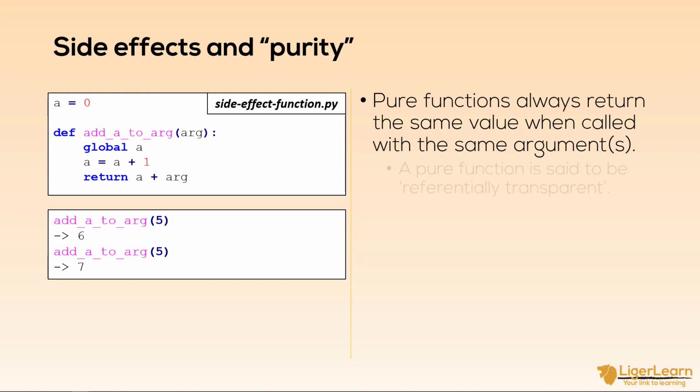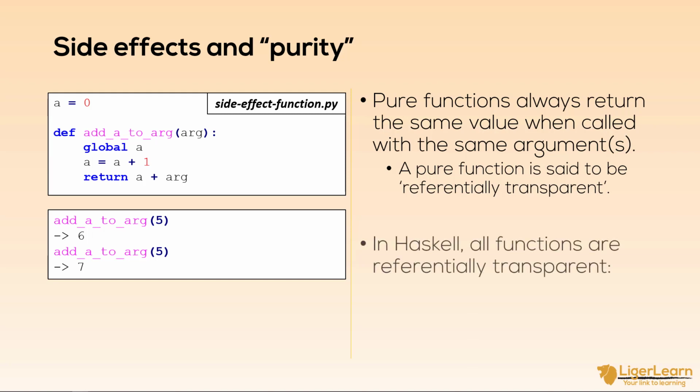Sometimes you may also hear the term referentially transparent being used to describe a pure function. This means the same thing, that given the same inputs, the function would always return the same output. Now what does purity or referential transparency give us? Well, firstly, it makes reasoning easier. Functions are treated like mathematical objects, and so they are well suited to formal reasoning.